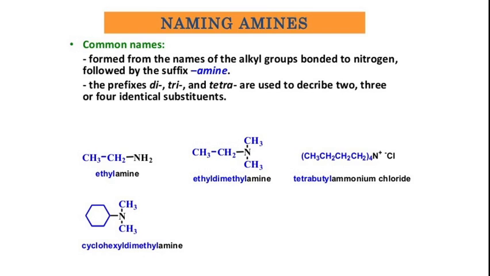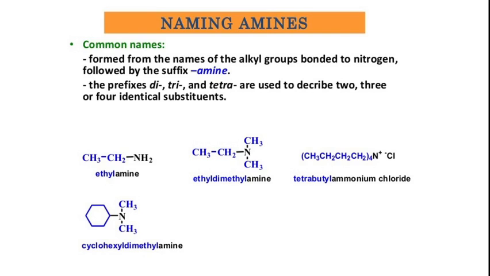If you see this, only one hydrogen of ammonia is replaced with ethyl. That's why this is a primary amine. Here four groups are there, that's why it is a quaternary amine. Here one hydrogen is replaced with methyl, another with methyl, and one with a cyclohexyl. This is a tertiary amine. So we know primary amine, tertiary amine and quaternary amine.